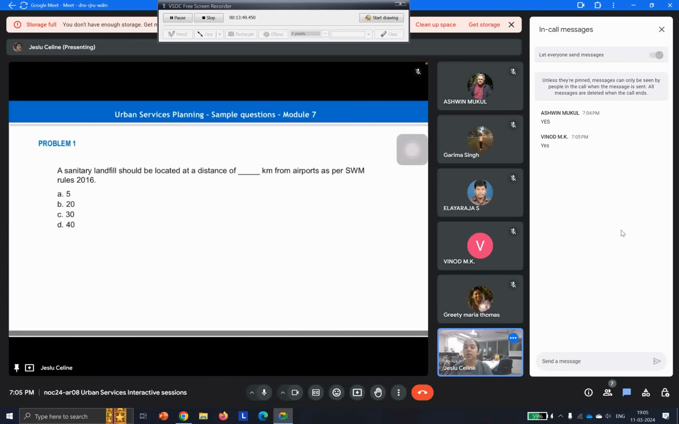So the first problem: a sanitary landfill should be located at a distance of dash kilometers from airports as per Solid Waste Management Rules 2016. Option A, 5. Option B, 20 kilometers. Option C, 30 kilometers. Option D, 40 kilometers. Anybody? Any guesses for this answer? Somebody has put in the chat box 20 kilometers. Yes, you're right. 20 kilometers is the answer.